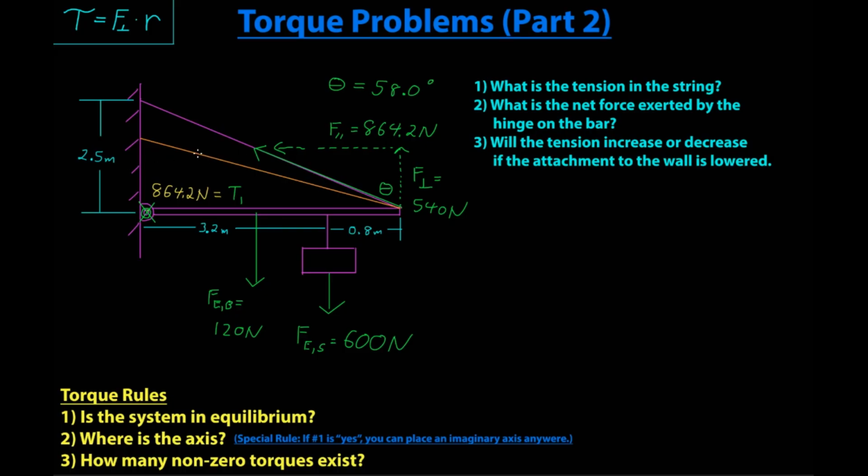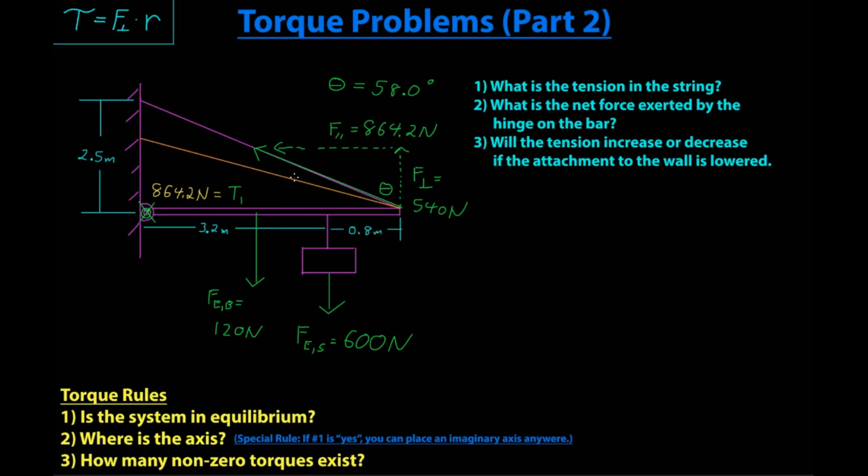So if the string was to be lowered, this horizontal component would need to be larger. It's kind of like opening the mouth here. Since the vertical component must stay the same, something must get bigger. The horizontal part has to get bigger, and if one component of a right triangle gets larger, that means the hypotenuse must get larger with it.